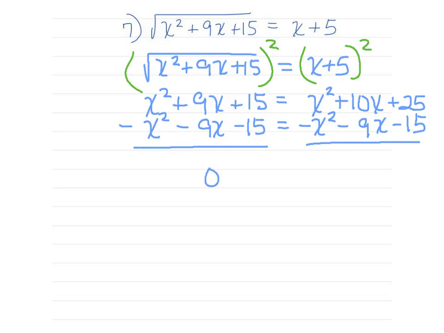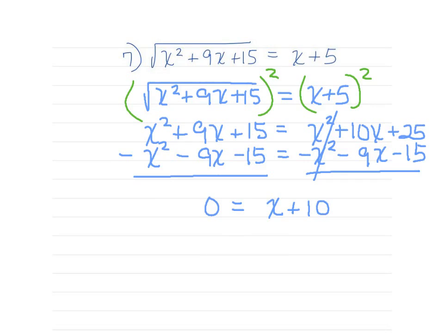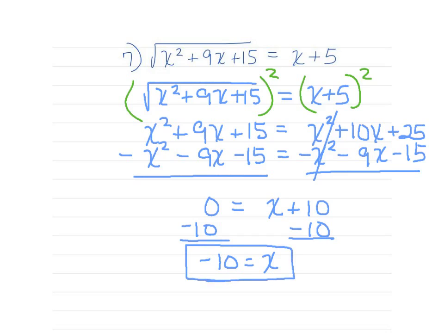Okay, 0 equals the x squared term is gone, and I have x plus 10. We'll subtract 10 from both sides, and this is the solution that we come up with. Okay, but remember, we need to go back and plug this into our original equation to see if this is a viable solution. So let me do this with a different color as I substitute negative 10 back into my original equation.